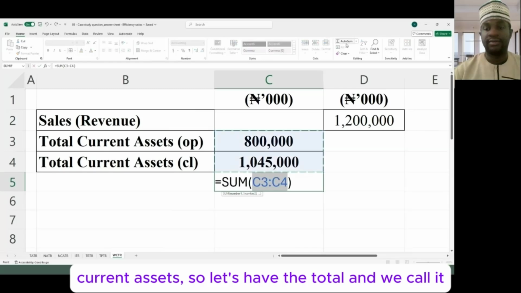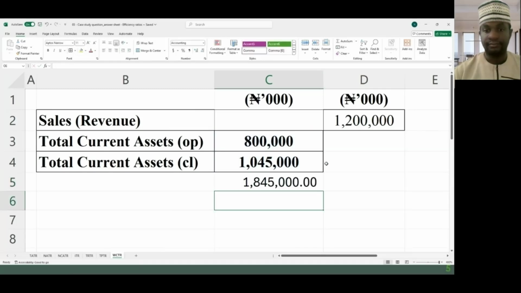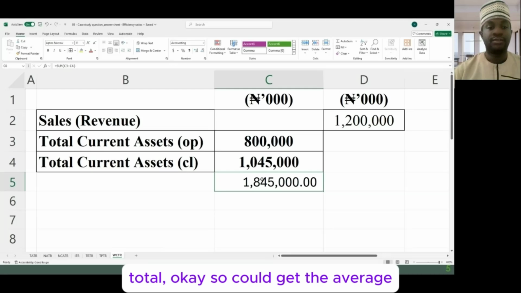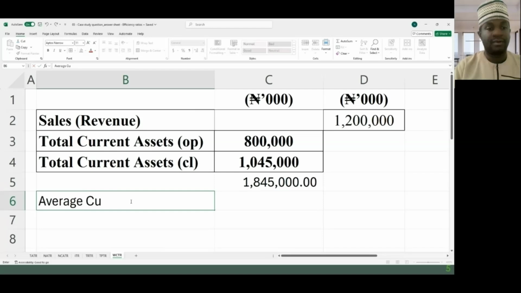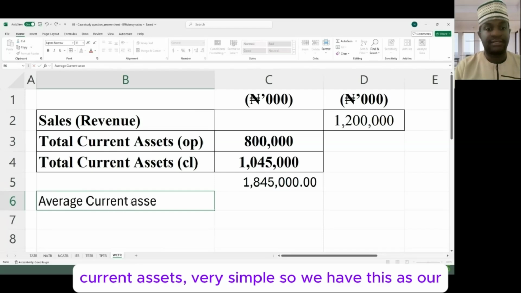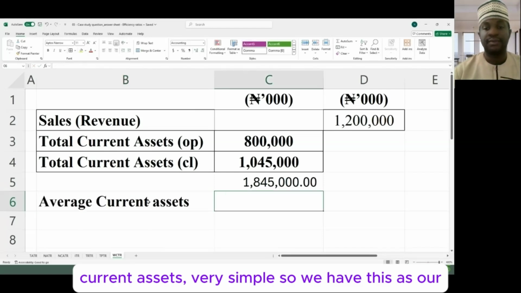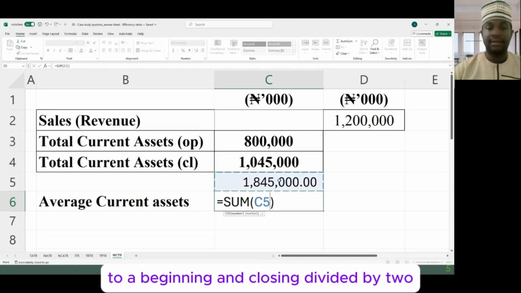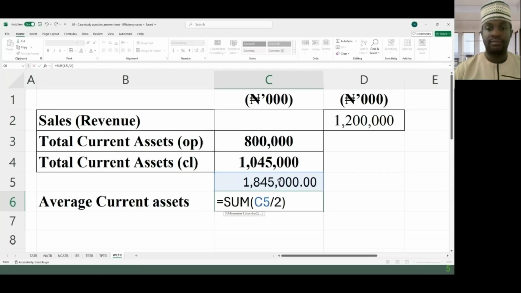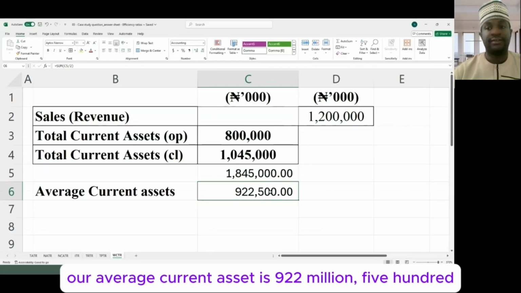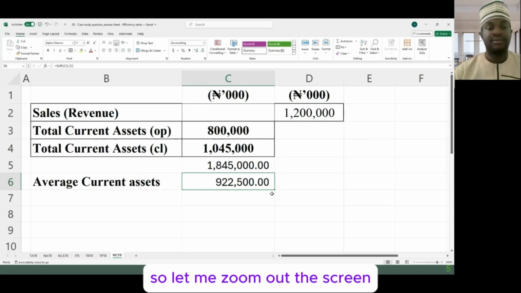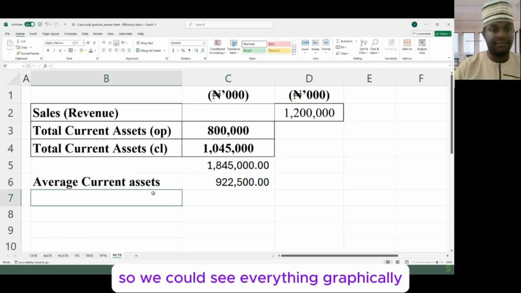So let's have the total, so we could get the average current assets. Very simple. So we have this beginning and closing divided by 2. Average current assets is 922,500,000. So let me zoom out the screen a bit so we could see everything graphically.